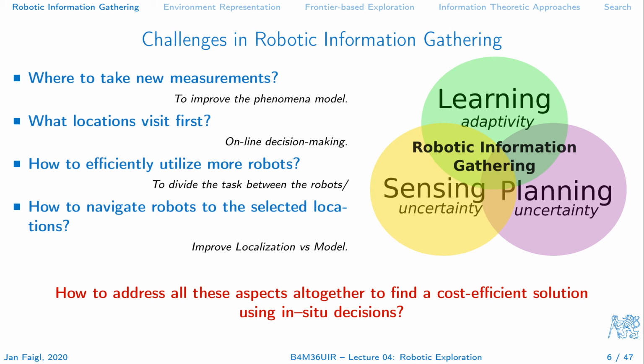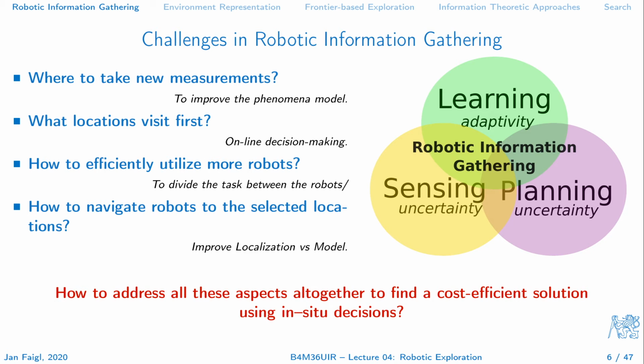And there are multiple challenges in robotic information gathering. The first is how we can improve the phenomena model, where we need to take new measurements. And with this bunch of possible locations, we also need to decide where to go first. And we need this at runtime and online, so we need to make the decisions maybe in situ using onboard computational resources.